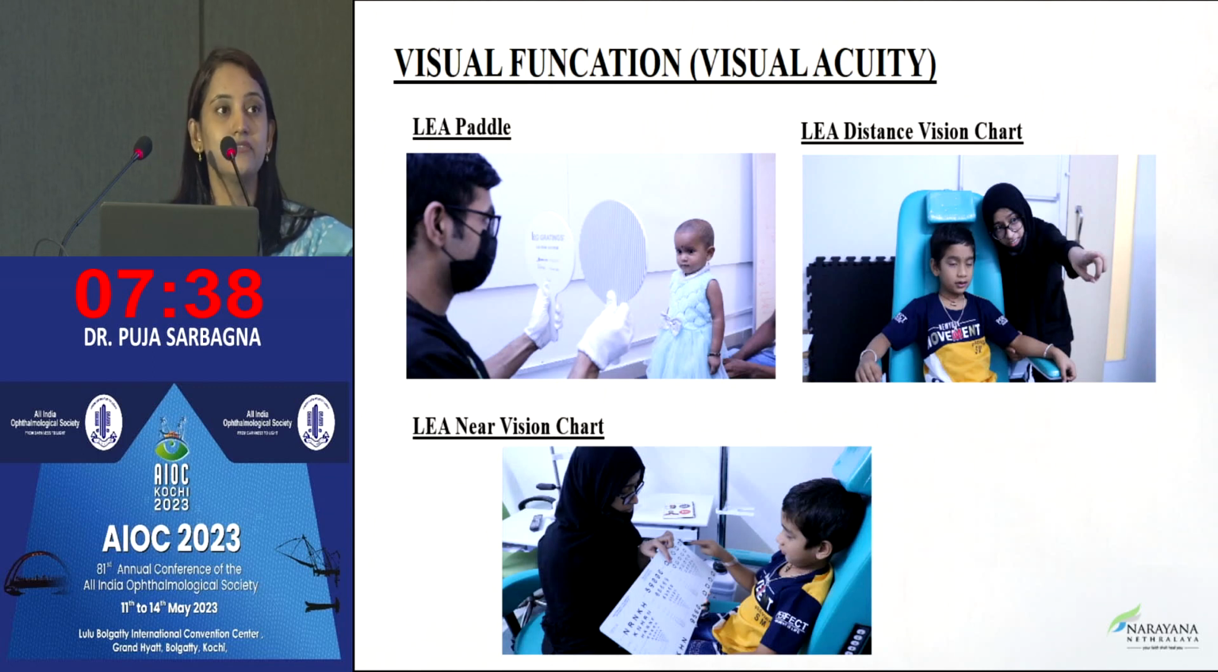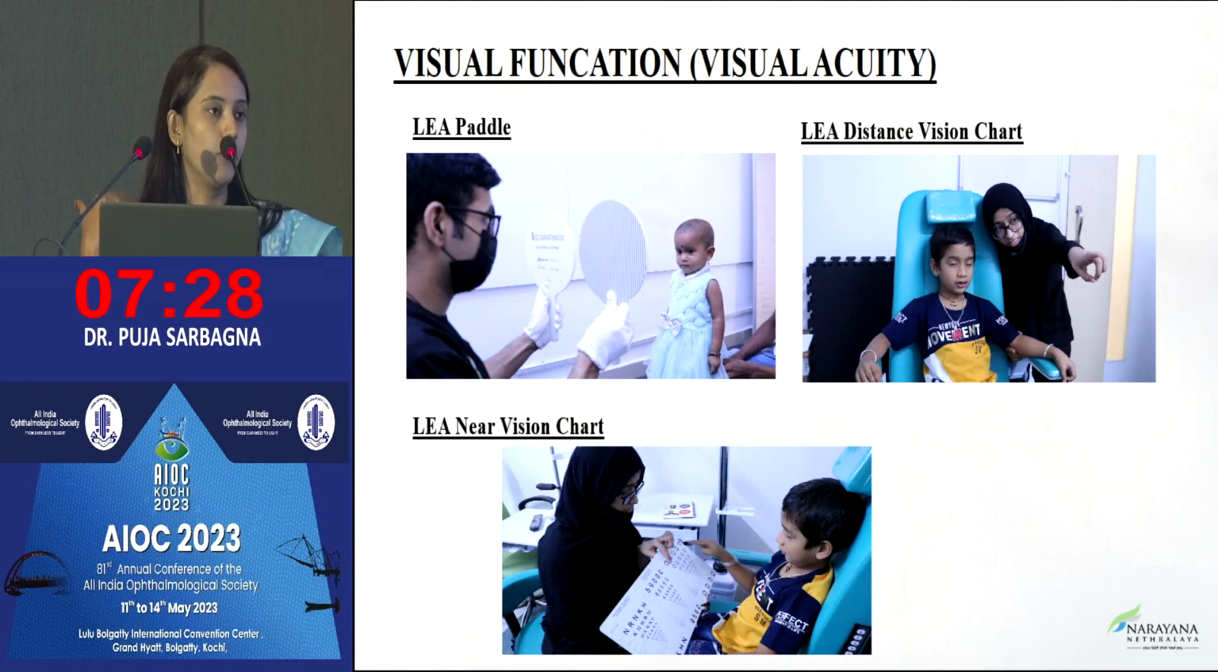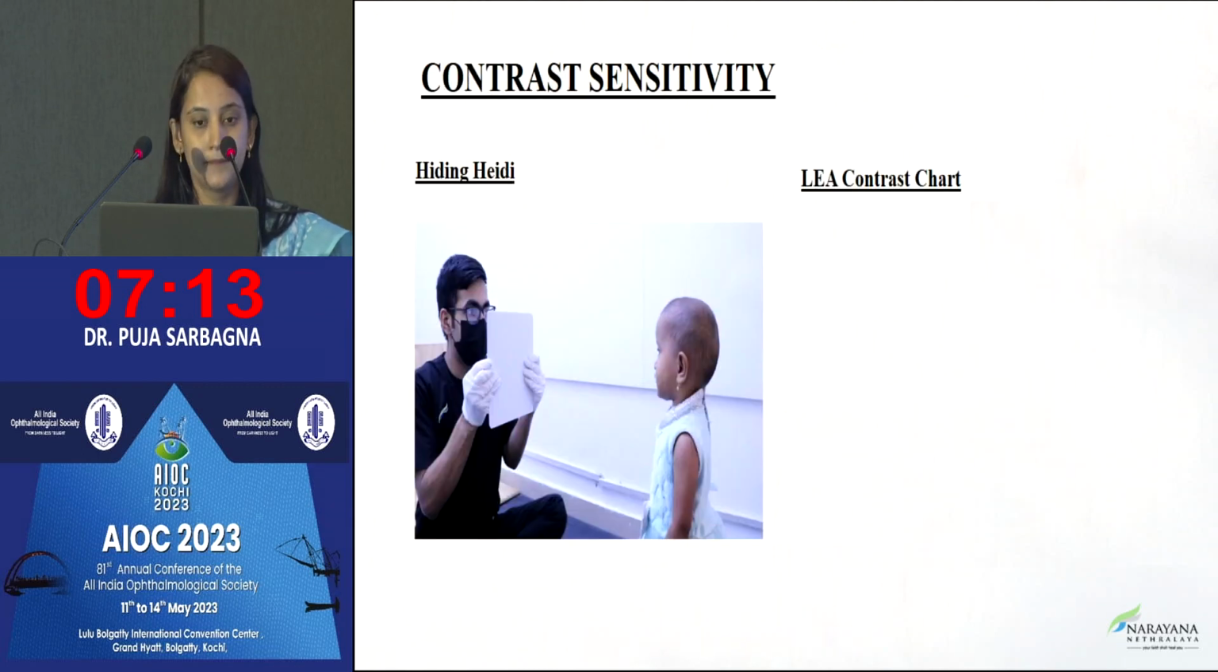So ideally in CVI cases, we start to assess from 4 months, we start to do the LEA paddle. We can do it at a lesser age also. We don't do TAC in CVI because Teller acuity requires proper head control. The child needs to sit in a proper position and all that. But the LEA paddle can be done in a lying down position also. In any position the LEA paddle can be done. But we try to maintain a 27 to 38 centimeter distance to do the LEA paddle.